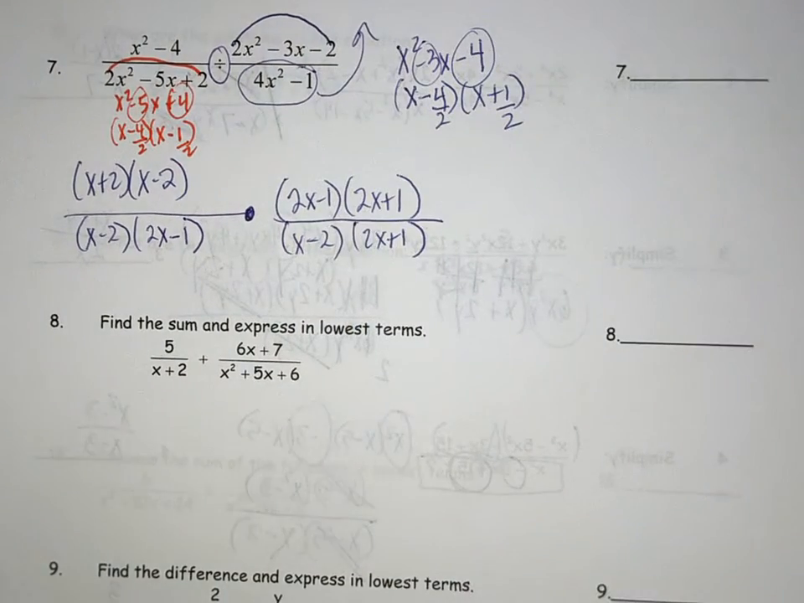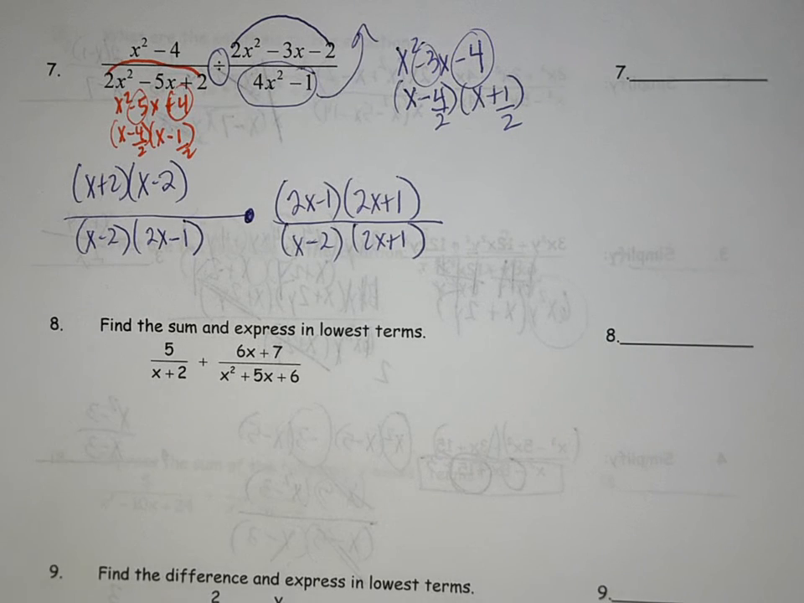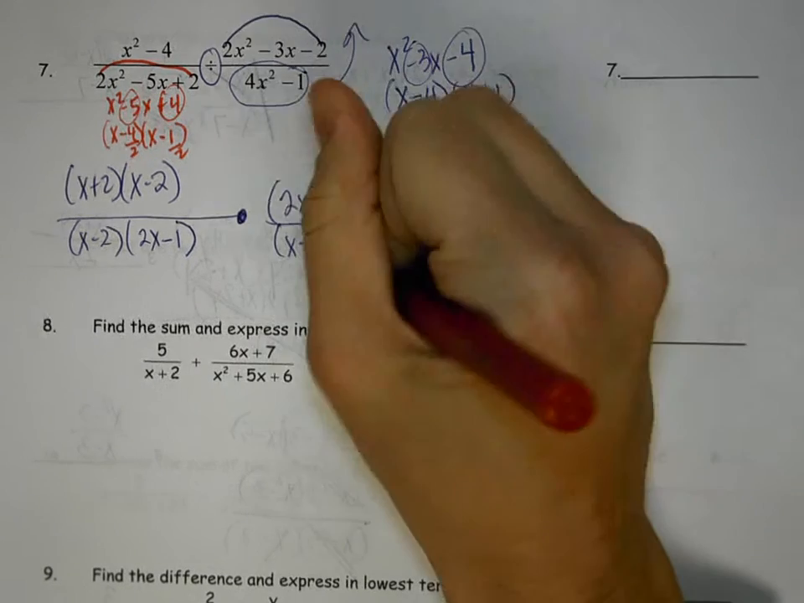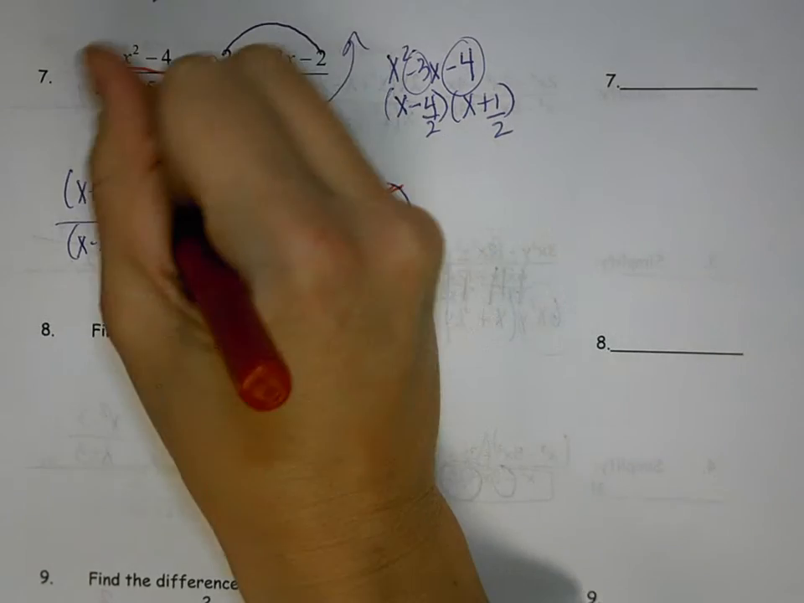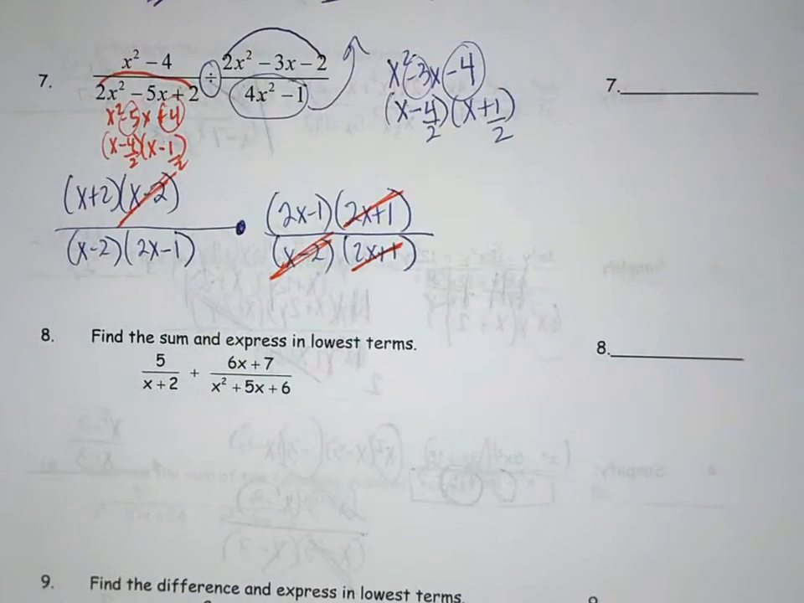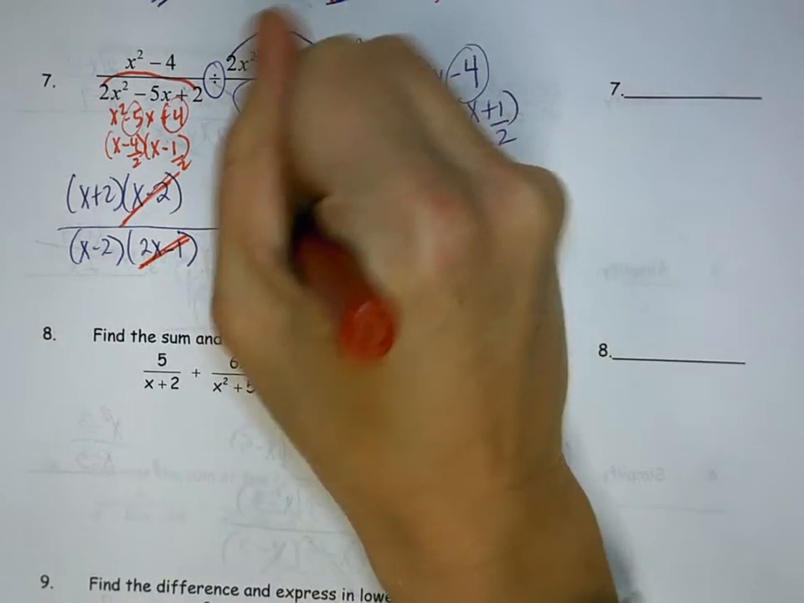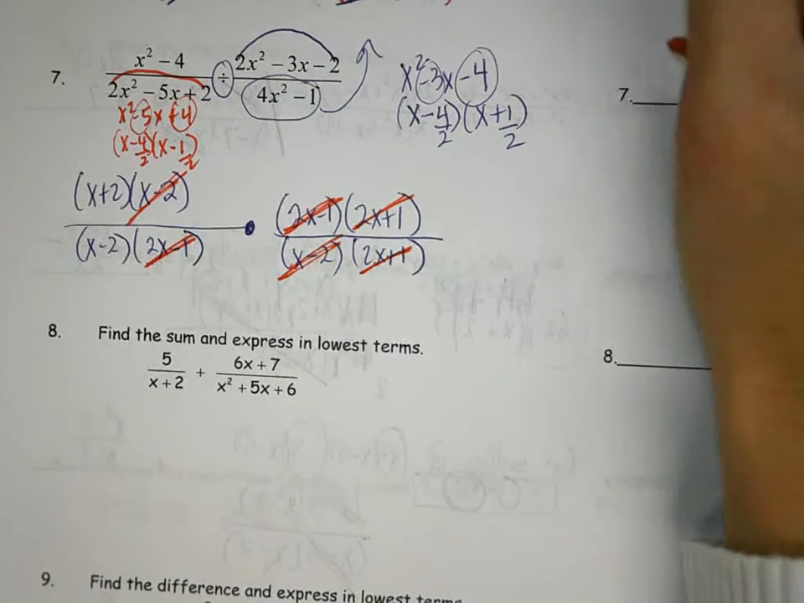Okay? Now we check to see what we can cancel. So what do we see? 2x plus 1's. X minus 2's. 2x minus 1. And that's it. Plus 2 over x minus 2.